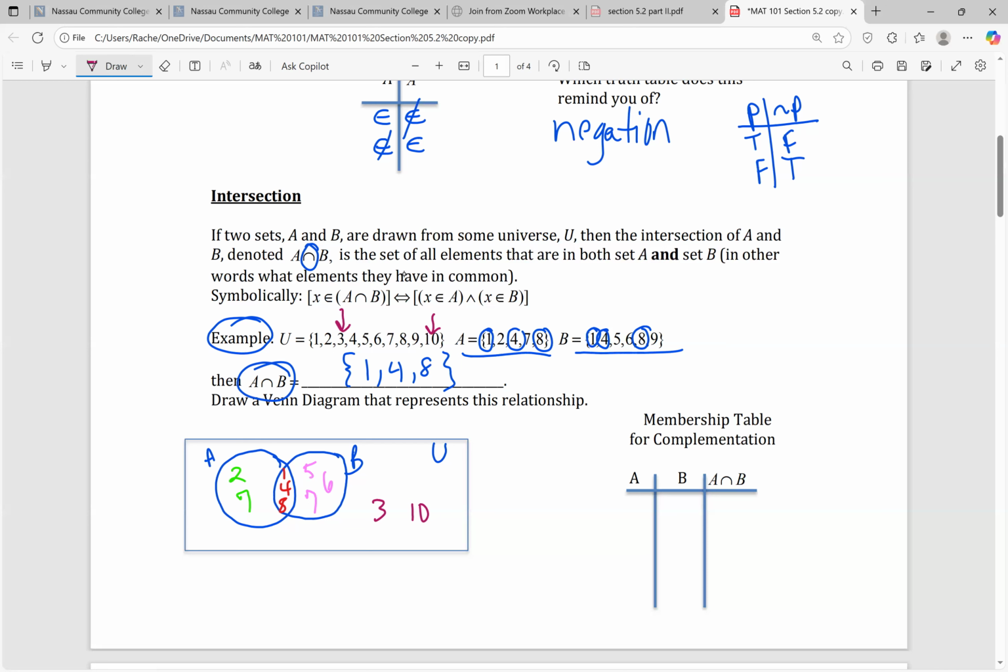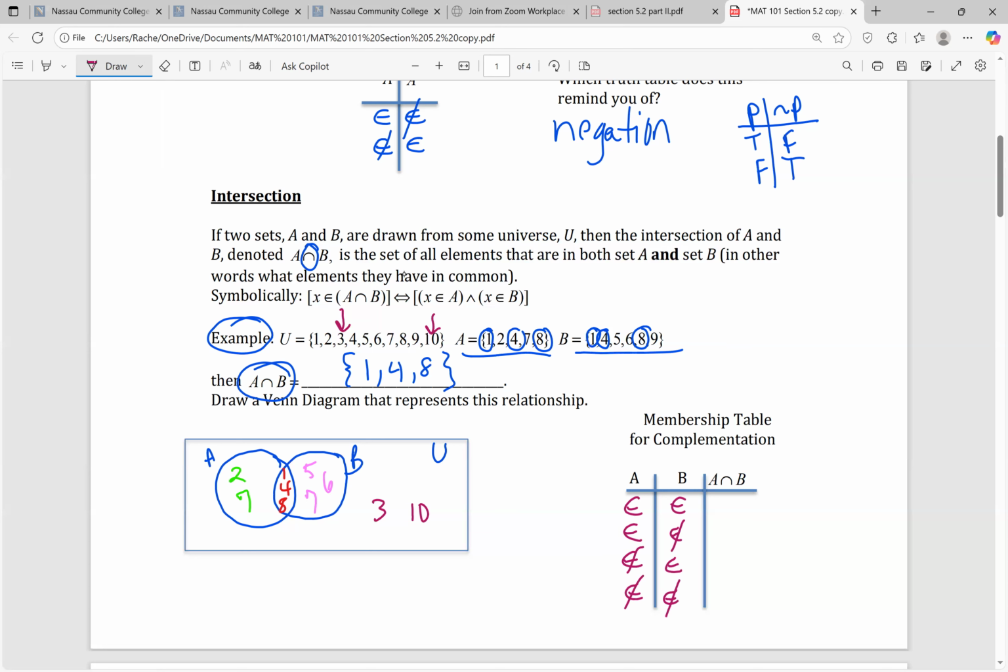We can also create a membership table for complementation, very similar to our truth tables, right? So remember, whenever we had a simple statement, we would say true, true, false, false. So now we're going to assume, okay, element of, and then not an element of. And then for the other simple statement, we'll alternate. Instead of true, false, we'll do an element of, not an element of, an element of, and not an element of.